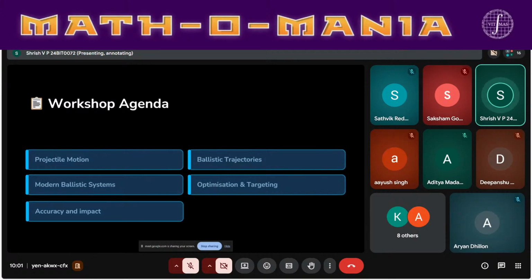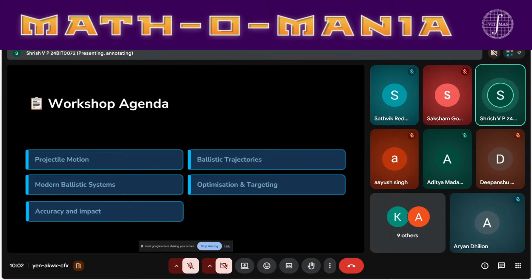This slide shows the roadmap for today's session. First, we will start with projectile motion, where we build the fundamental understanding of how objects move under gravity. Then we move to ballistic trajectories, where we extend those ideas into real world conditions. Next, we will explore modern ballistic systems, where physics meets technology, involving how sensors, computation, and control systems work together. After that, we'll go into optimization and targeting systems, where we understand how systems choose the best possible trajectory and minimize error using advanced mathematical techniques.